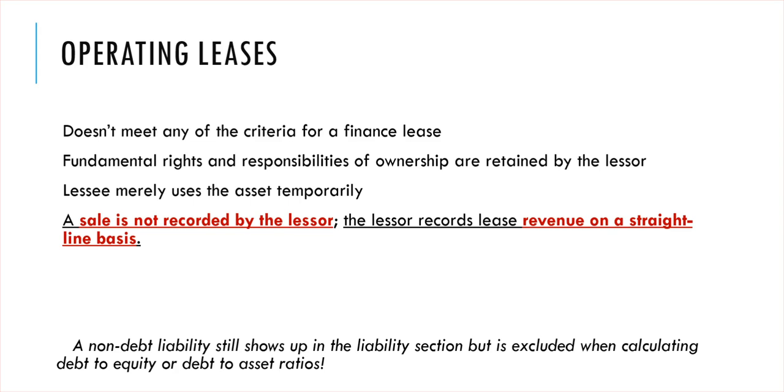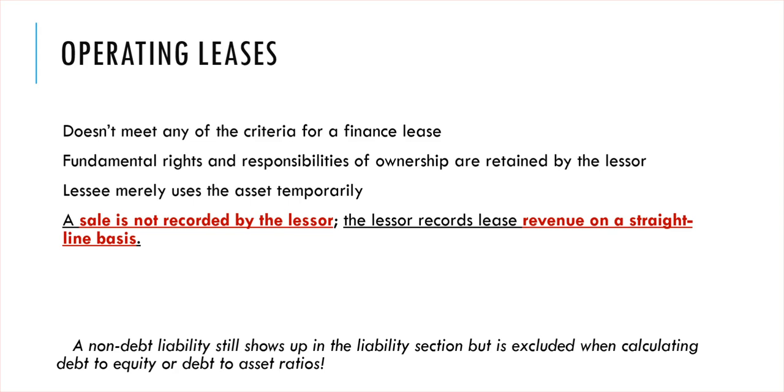It might take you a little time to work through this and to understand it. I suggest you spend some time in your SmartBook and really get into this and delve into it. Then the liability that shows up on the lessee's accounts is going to be excluded from all debt ratios. So your debt to asset ratio is going to exclude these liabilities.